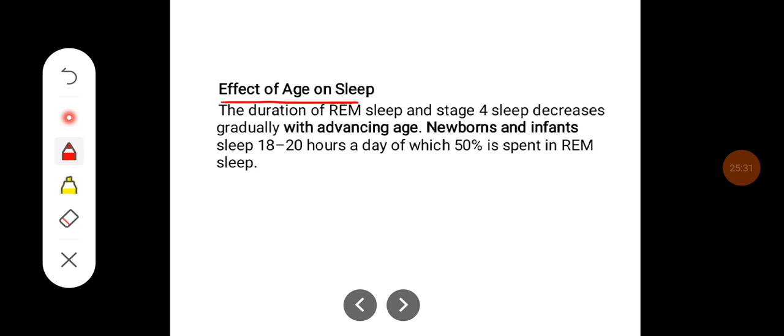Effect of age on sleep. The duration of REM sleep and stage 4 sleep decreases gradually with advancing age. Newborns and infants sleep up to 18 to 20 hours a day, of which 50% is spent in REM sleep.